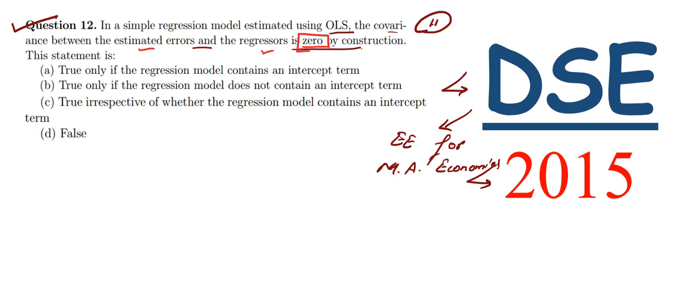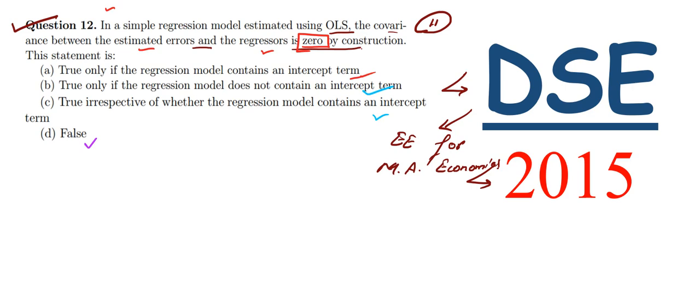We have four conditions here. First: true only if the regression model contains an intercept term. Second: the statement is true only if the regression model does not contain an intercept term. Third: the statement given above is true irrespective of whether the regression model contains an intercept term, that is, it does not depend on the intercept term. And the fourth statement is basically that the statement is false.